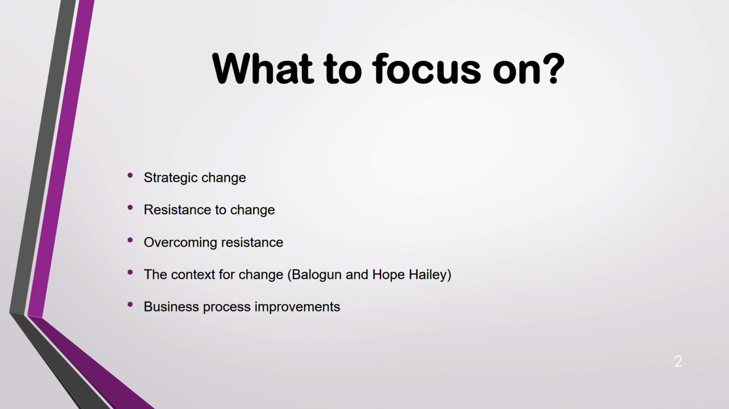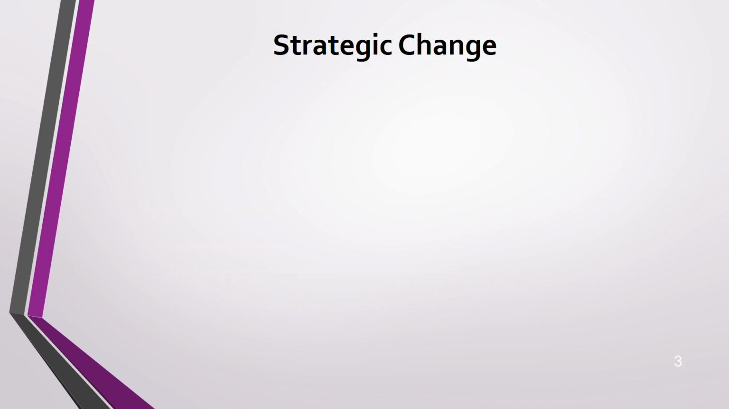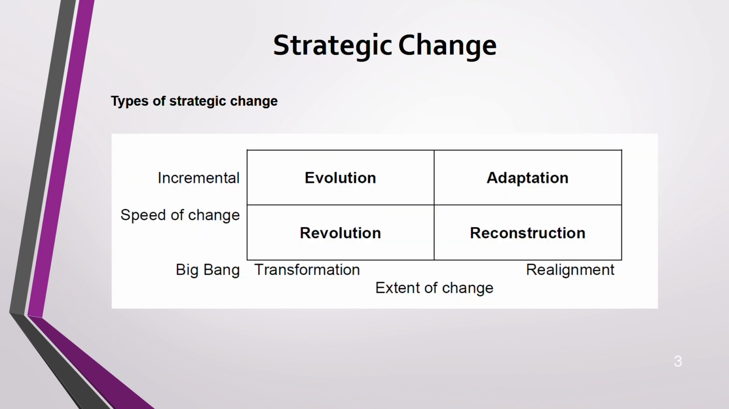Okay, in order to know it, that means you have to know the models. There will be 2 or 3 models that we will be going through in this lecture, which you need to apply in your exam if the question is regarding strategic change and all. Okay, so starting with strategic change, there are types of strategic change. This is the table that you need to know.